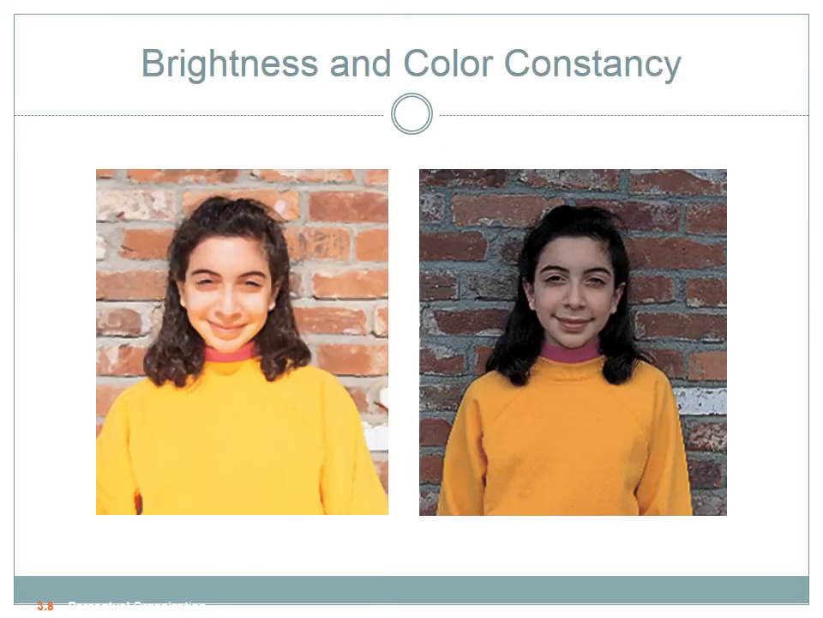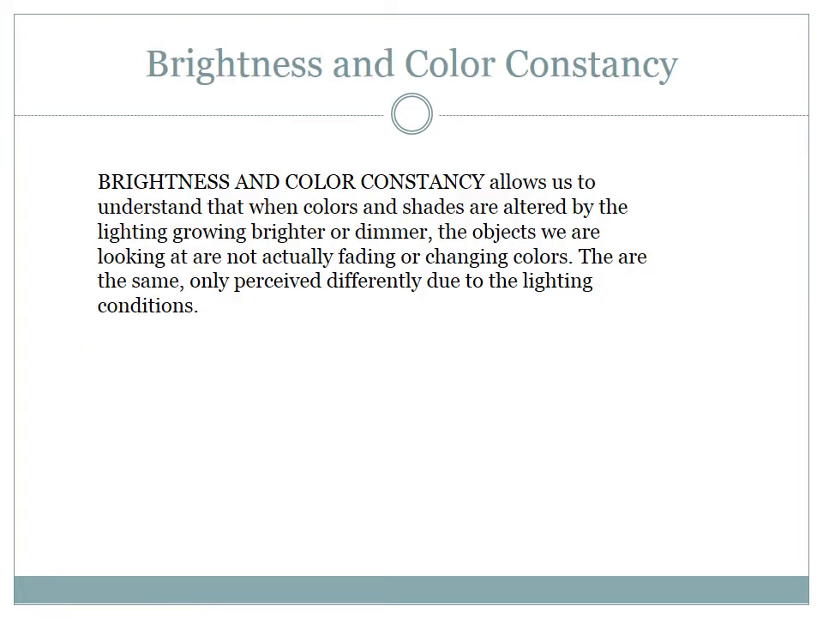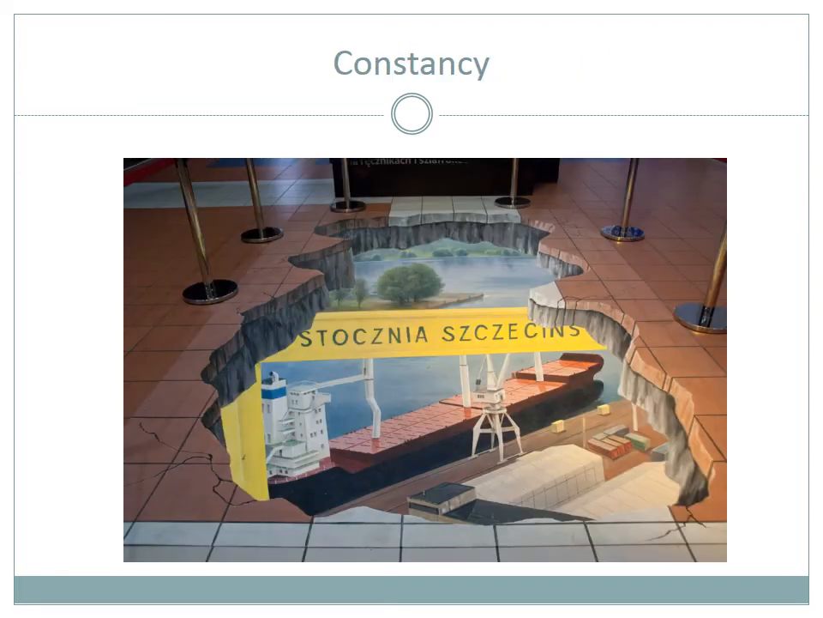See, here it's lighted differently, but the shirt is the same color. It might be out in bright sunlight, and then later on, it looks more of an orange, but it could be the setting sun, or it's just dim light or something that's changing that. But it's not changing colors. It's just your perception that is changing. So it has brightness and color constancy.